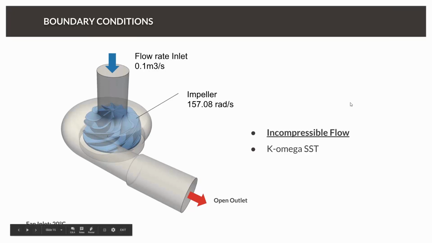And we will consider an incompressible flow, with a constant fluid inlet temperature of 20 degrees, and the impeller itself will rotate at approximately 160 radians per second, and our flow inlet rate is about 1.1 cubic meters per second mass flow.